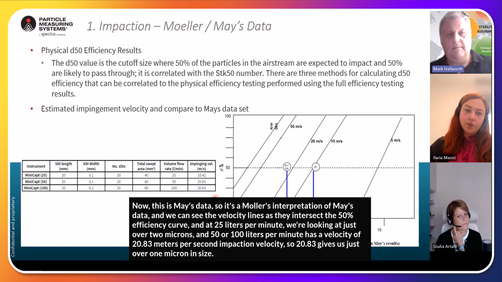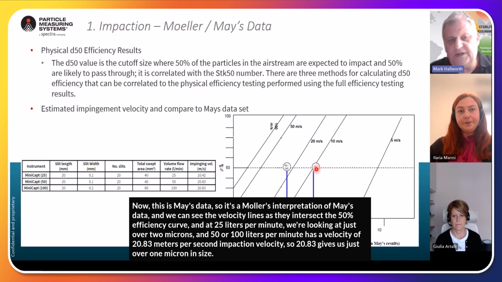Now, this is May's data, so it's a Moller's interpretation of May's data, and we can see the velocity lines as they intersect the 50% efficiency curve. And at 25 liters per minute, we're looking at just over 2 microns, and 50 or 100 liters per minute has a velocity of 20.83 meters per second impaction velocity. So 20.83 gives us just over 1 micron in size.